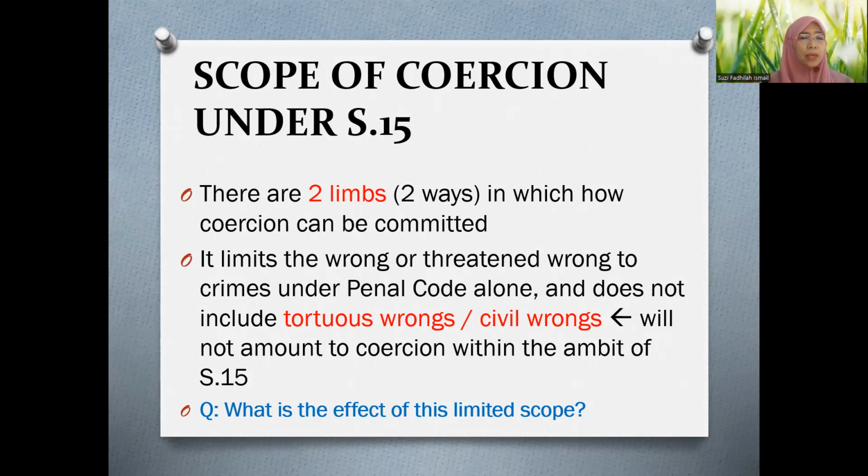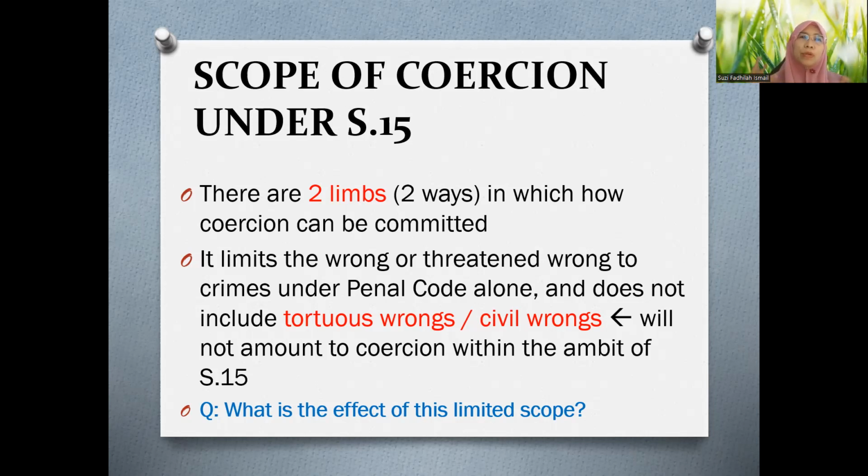So if we read deeper, if we look closer, basically it is a very specific way of committing coercion here. So now it limits, this is the effect, the legal consequence. It limits the act, the wrong, or threatened wrong, to only certain acts, to crimes under the Penal Code alone. And it does not include tortious wrong. Actually, the correct spelling, I haven't made the correction. Tortious here, T-O-R-T-I, it's not T-O-R-T-U. That one is a different meaning.